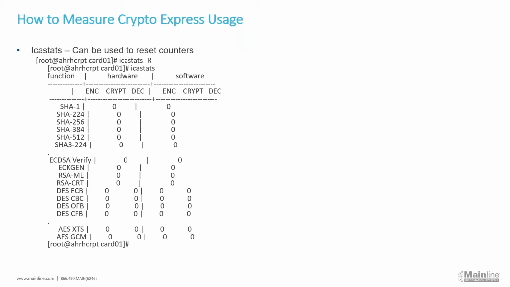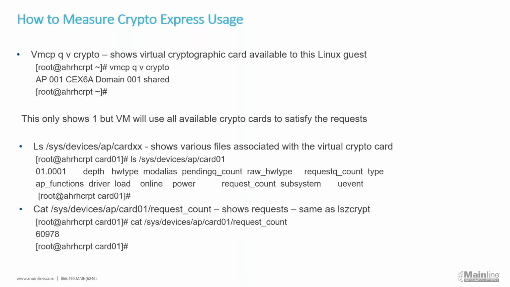There's also an icastats command that can be used for both display and also reset. So you may want to reset your statistics. For example, if you were doing testing to verify that the actual encryption and decryption was being done in hardware as opposed to software, and which functions were actually used. You can also do additional commands here to give you similar information.